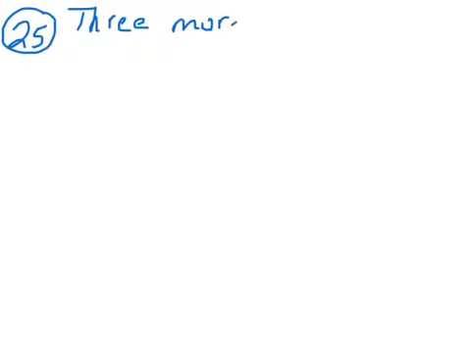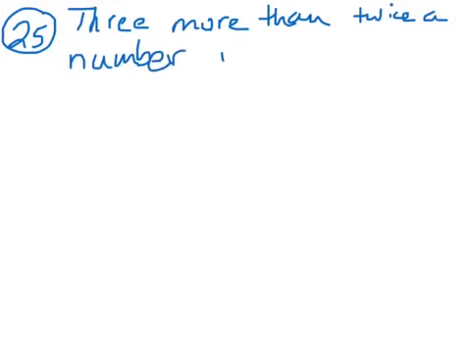So number 25. It says 3 more than twice a number is 3. What's the number?